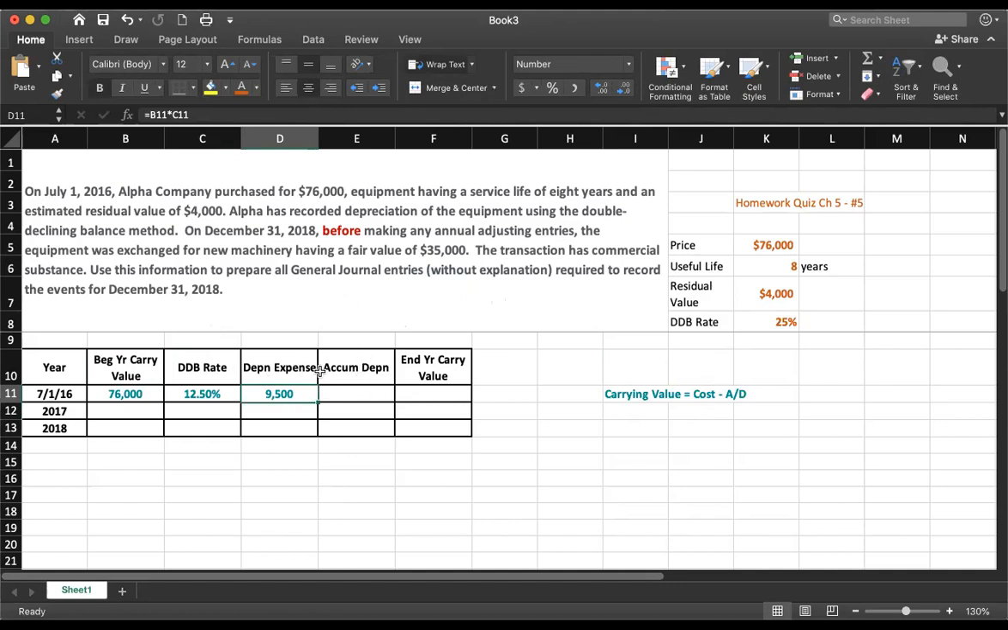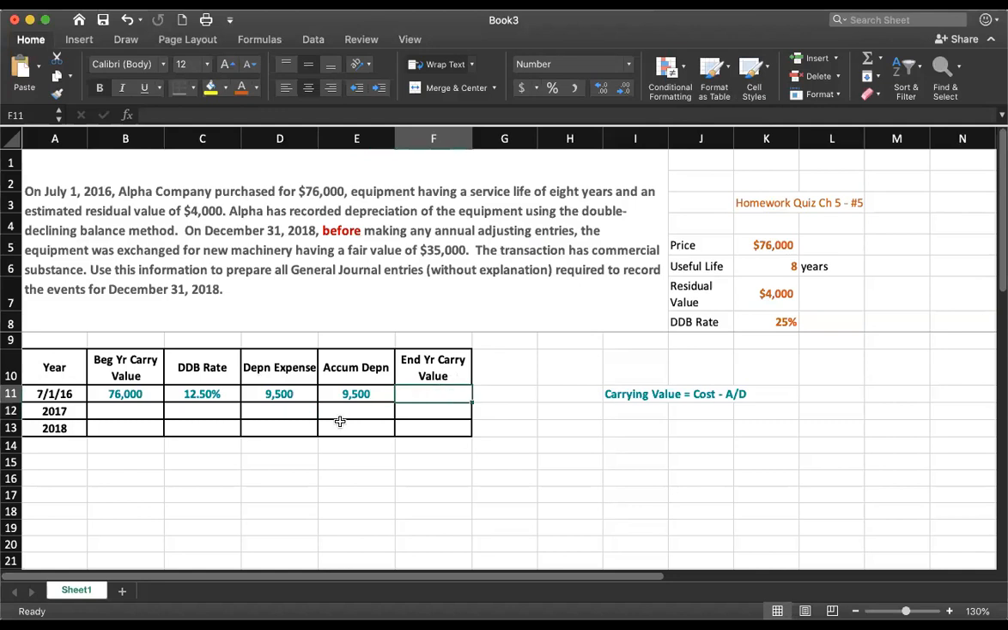The accumulated depreciation then is just going to be nothing from any prior year plus the $95,000 that they took during this year. So the accumulated depreciation at the end of 2016 is going to be equal to the depreciation taken in prior years, or the accumulated depreciation from prior years, plus the depreciation expense for the current year. Well, there were no prior years.